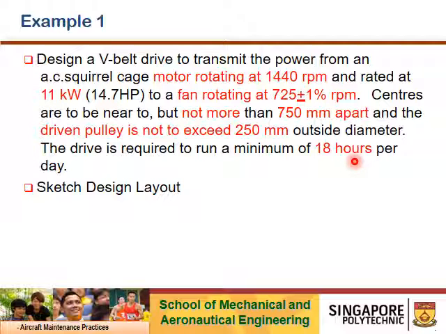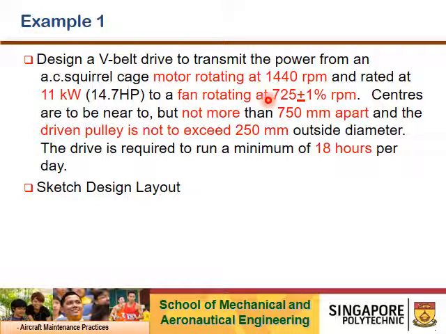Example 1. Design a V-belt drive to transmit the power from an AC squirrel cage motor rotating at 1440 RPM. Alright, the motor rotates at 1440 RPM and is rated at 11 kilowatts, driving a fan rotating at 725 plus or minus 1% RPM.